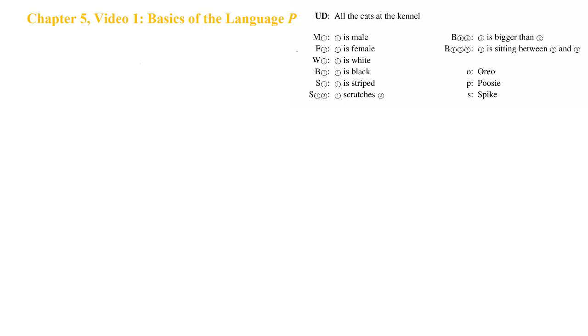Suppose we wanted to say that all the cats at the kennel are striped. Since we specified in our universe of discourse that we're talking about the cats just at this kennel, I'm going to drop reference to the kennel, and we're going to say in English, all cats are striped. Now we know, since we have an all here, we're going to want to use a universal quantifier. So let's set that up.